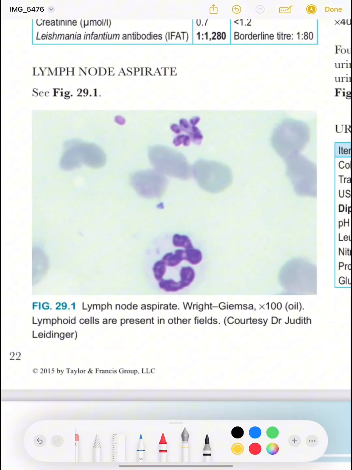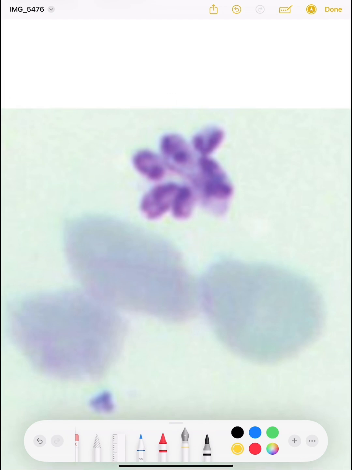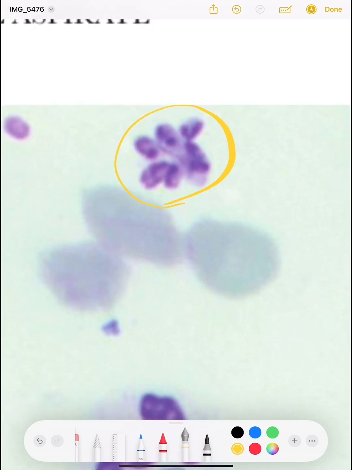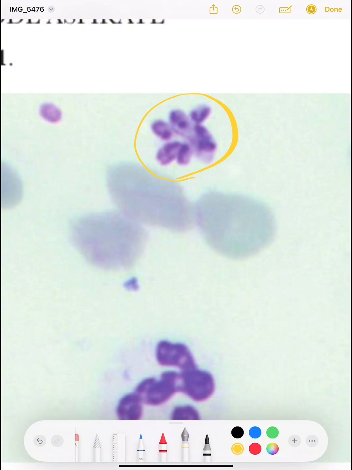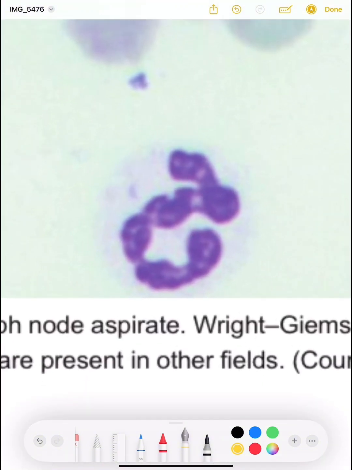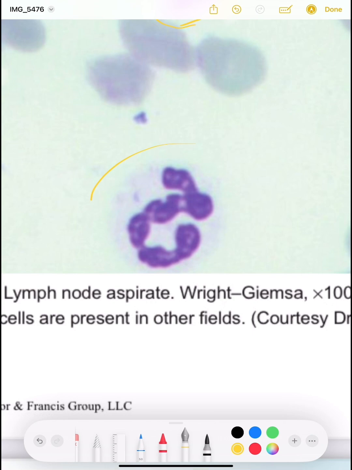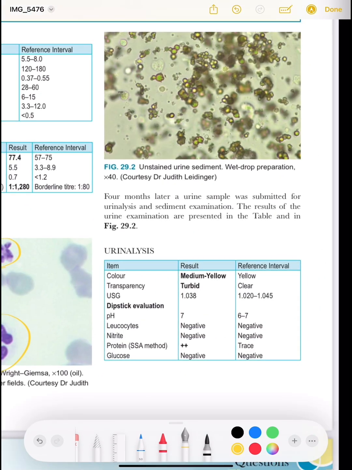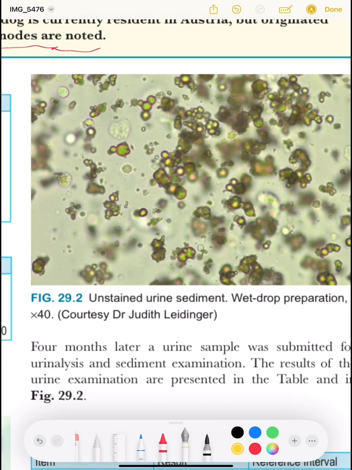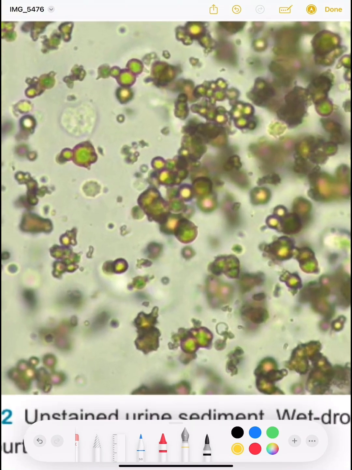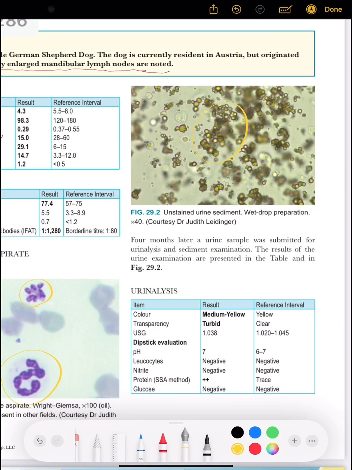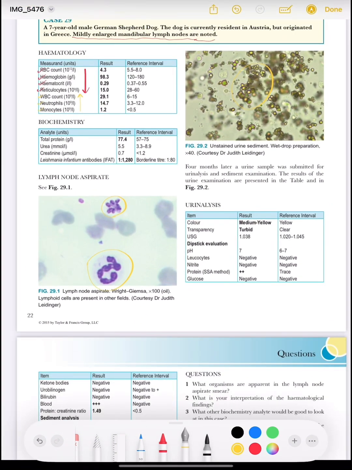Then if we look at the lymph node aspirate, we notice some small round to oval bodies with a distinct nucleus, and here are some rod-shaped kinetoplasts. And in the unstained urine sediment, we notice a huge number of small round to oval crystals with a brownish to green color. We are going to take all of these notes as findings to answer the questions below.